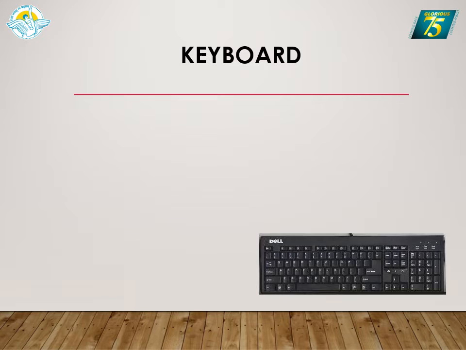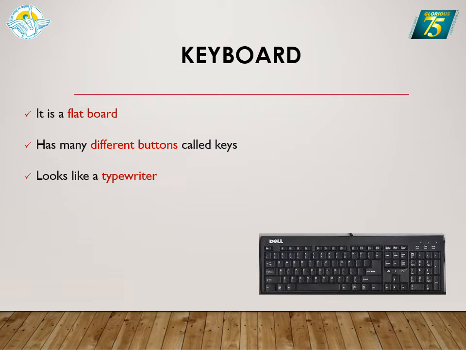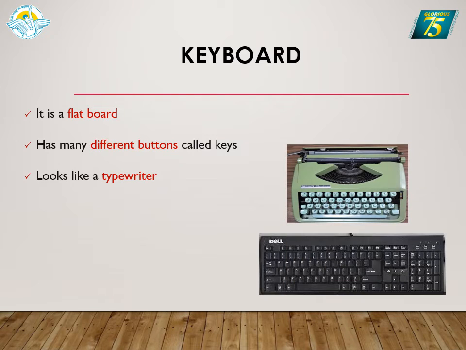The next part of the computer is the keyboard. Yes, it is a flat board as you can see in the picture. It has different buttons called keys. Now it is very similar to a typewriter. Any standard keyboard has 104 keys. It is an input device. When we type instructions, we type with the help of a keyboard. So whatever we type with the keyboard, it goes inside the computer. That's why it is called an input device.